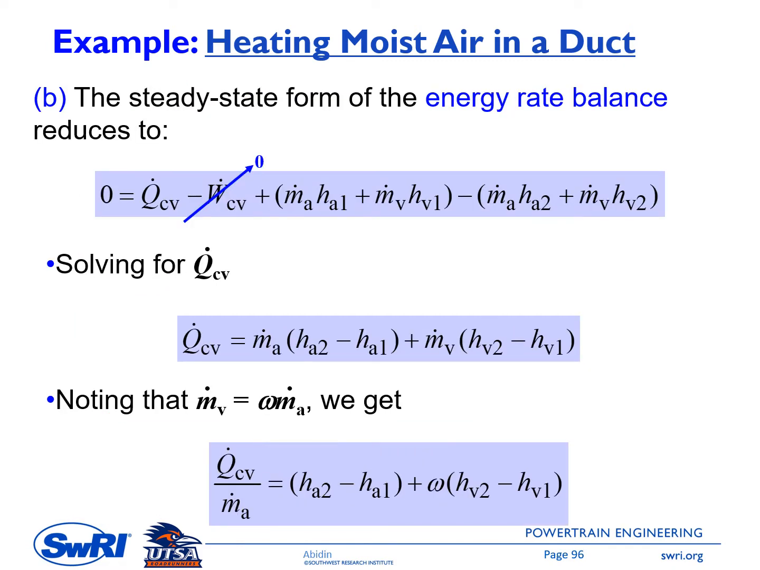And then the next one is calculating the heat transfer, so energy rate. Using the energy rate balance, we have this formula, and then W dot CV equals 0, and then we can solve the formula for getting Q dot CV. So this is m dot A times (hA2 minus hA1) plus m dot V times (hV2 minus hV1). And then we can also substitute this correlation so that we can get Q dot CV per kilogram mass of dry air. So we have this formula.